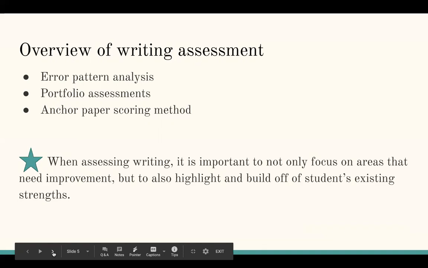One method of scoring written products is the anchor paper scoring method. Teachers compare students' papers and then select anchor papers based on levels of proficiency, ranging from above average, average, and below average. Teachers then score papers based on these anchors. This method is useful for screening purposes, but has its disadvantages as it does not provide an in-depth analysis.